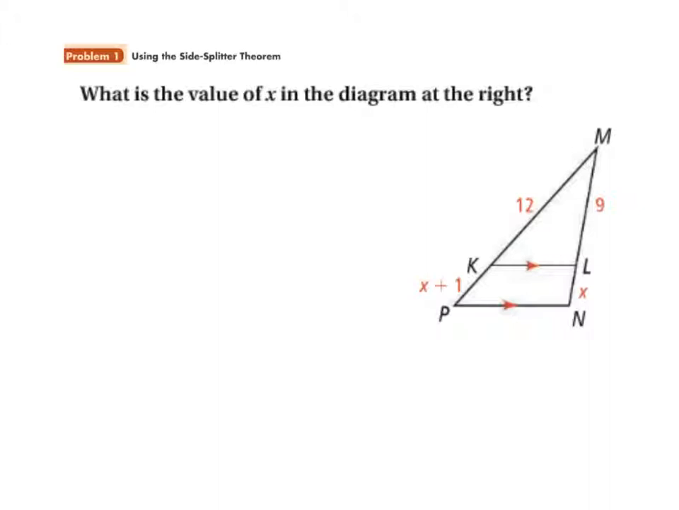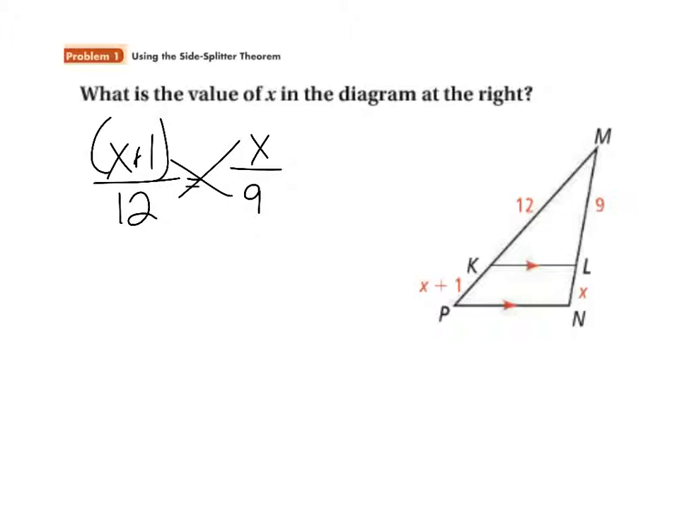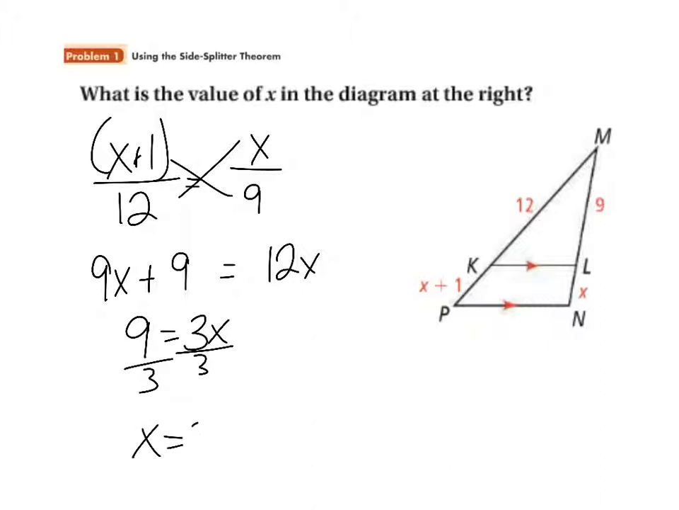All right, so if you look at this one, let's try that. We're going to set this up. These are parallel, so little to big equals little to big. So x plus 1 to 12 equals x to 9. All right, and then we just do our cross products. Here this is a little bit different because we're going to have to distribute that 9, so that's going to be 9x plus 9 equals 12x. Let's move the 9x to the other side by subtracting it. Divide by 3, and we've got it, x is equal to 3. All right, that's the side splitter theorem.